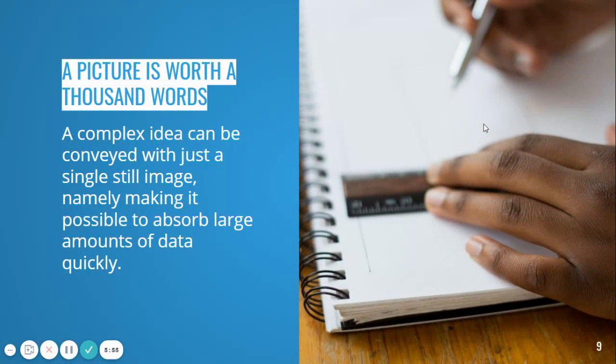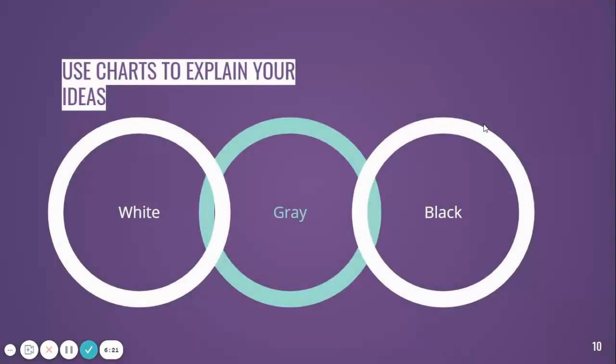Get us to jump into the setting of your story, or to really focus in on a person from history, or to really understand what the inner workings of a cell might look like. So a complex idea can be conveyed with just a single image, making it possible for us to then absorb a lot of ideas and data as you talk and explain it.